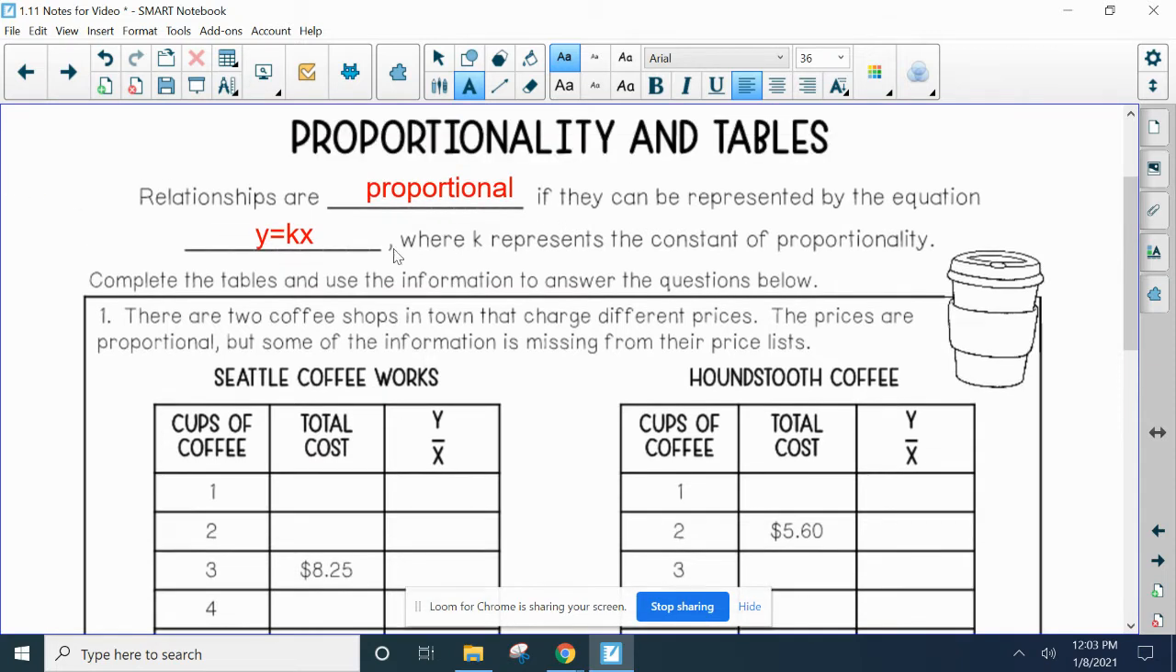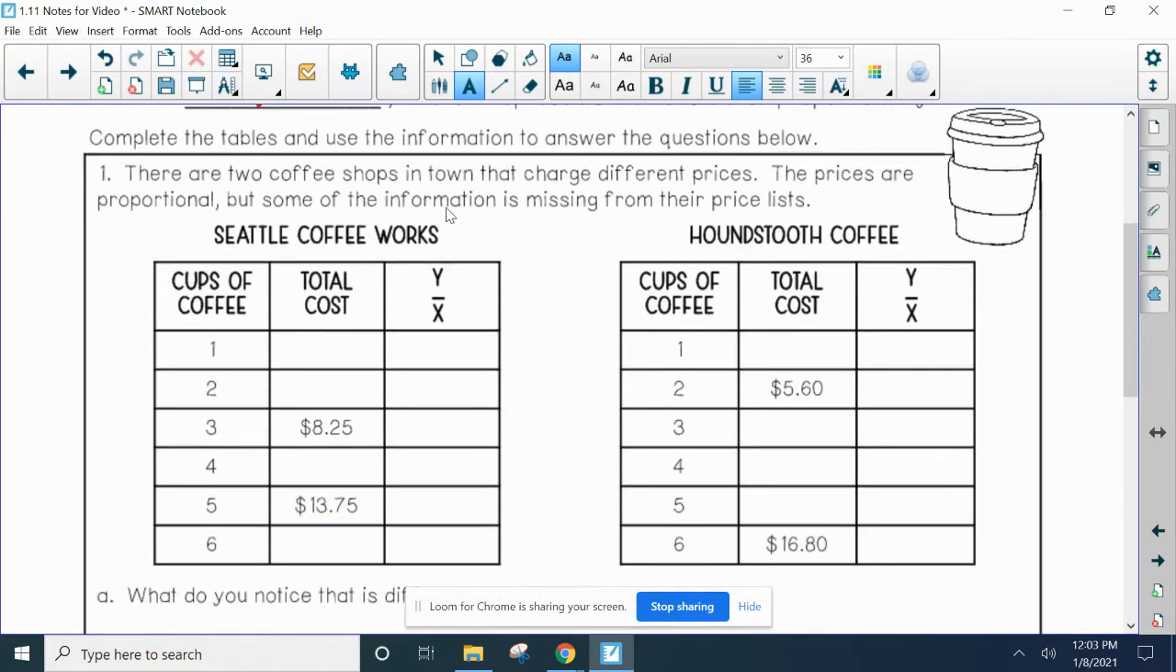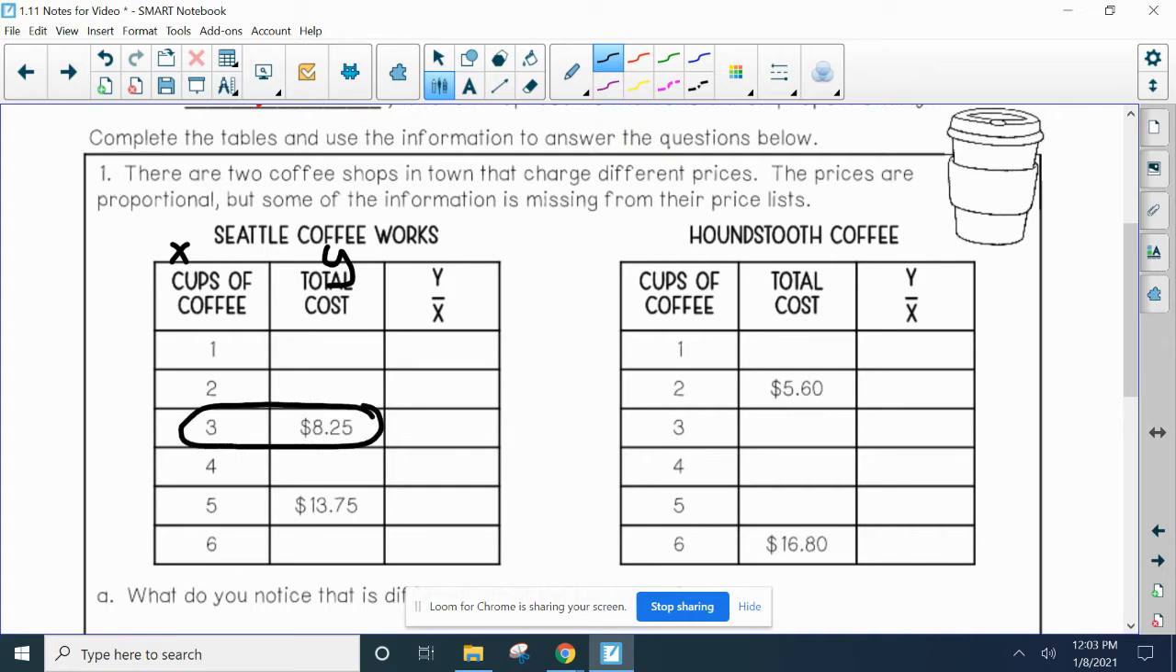So we are going to complete the table and use the information to answer questions. This is a little bit more of what we were doing last week. We know that this total cost is going to be our y, and our coffee cups is going to be x. So we have two full sets of information. Again, they're telling us this is proportional.